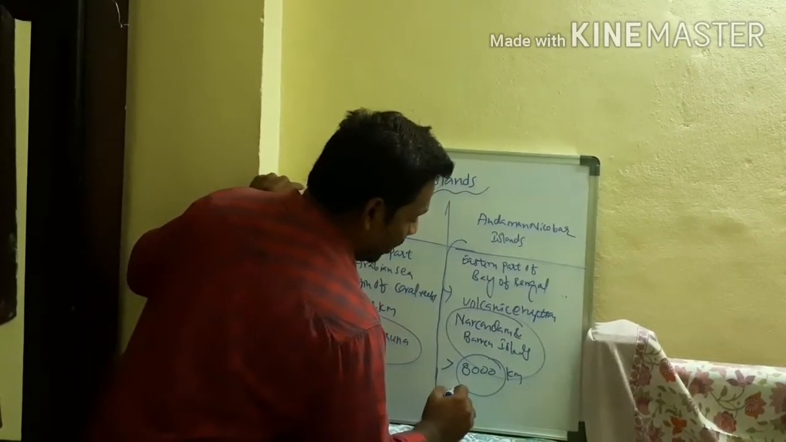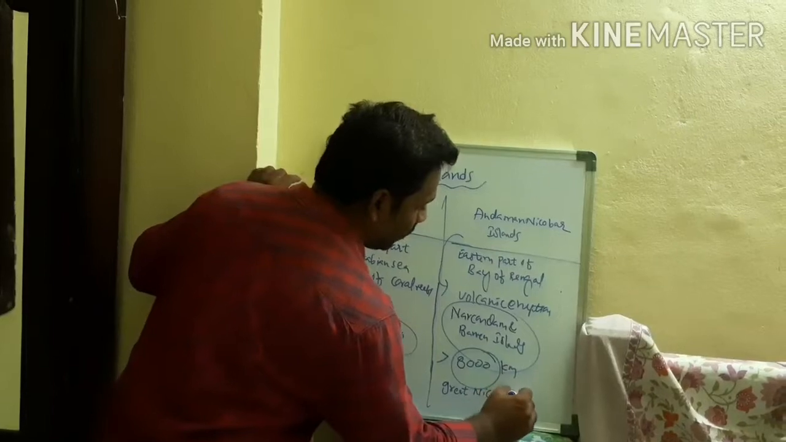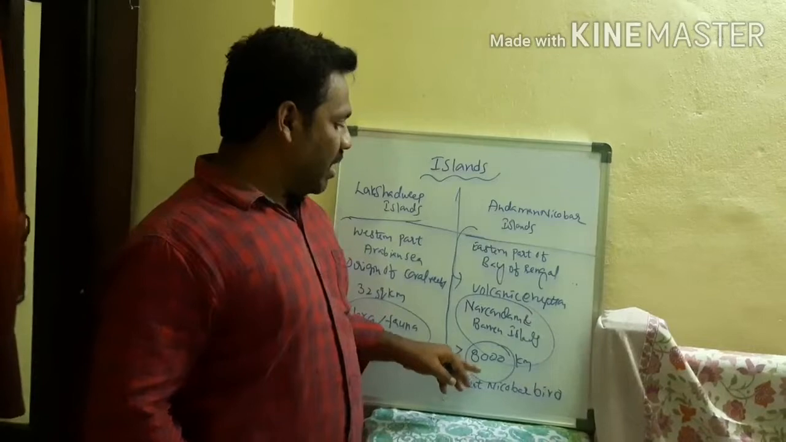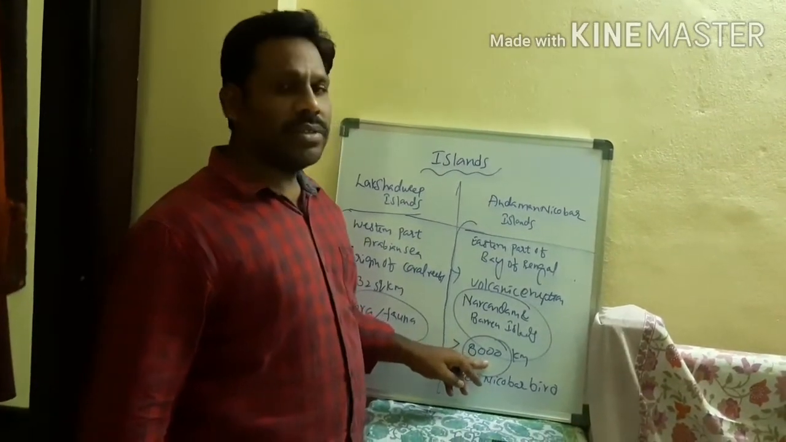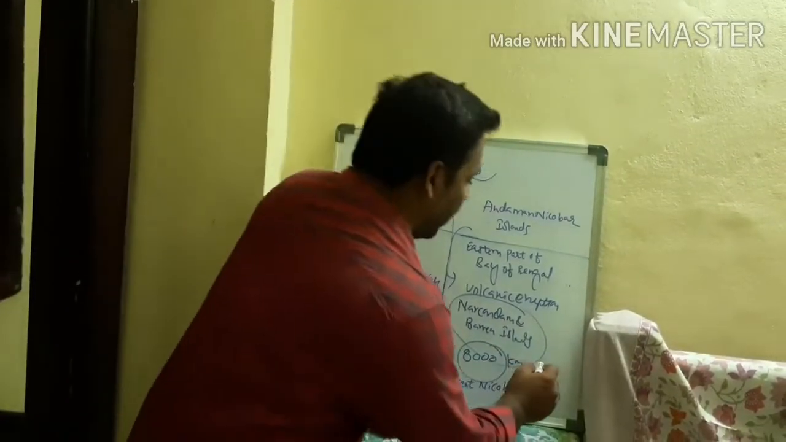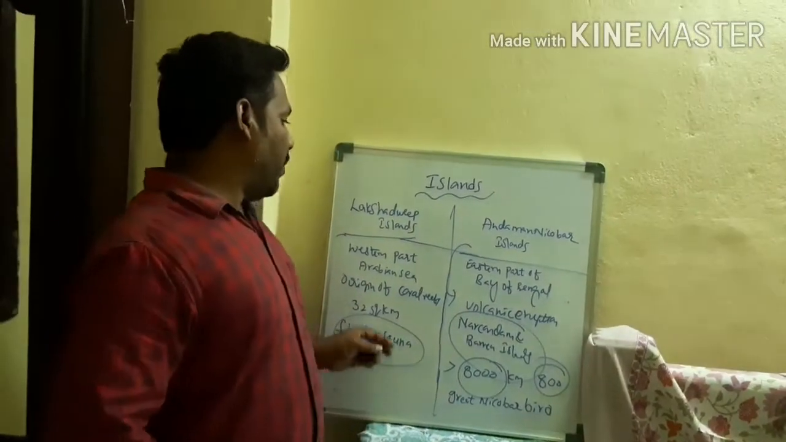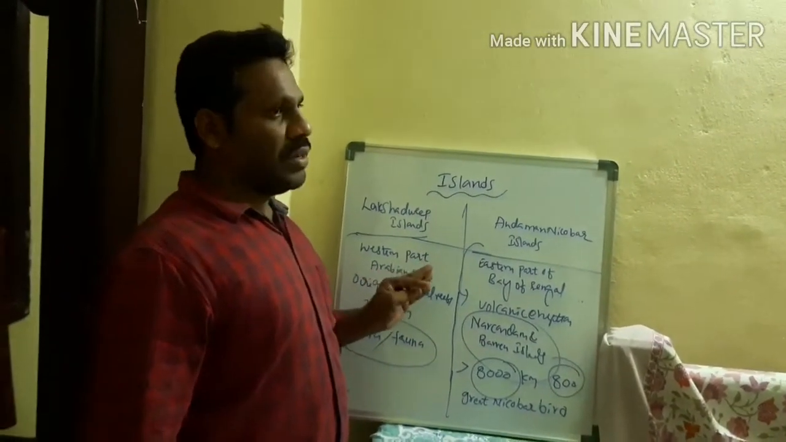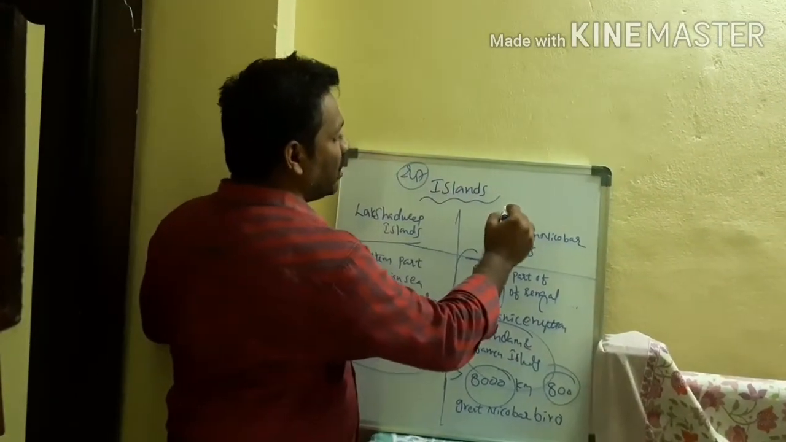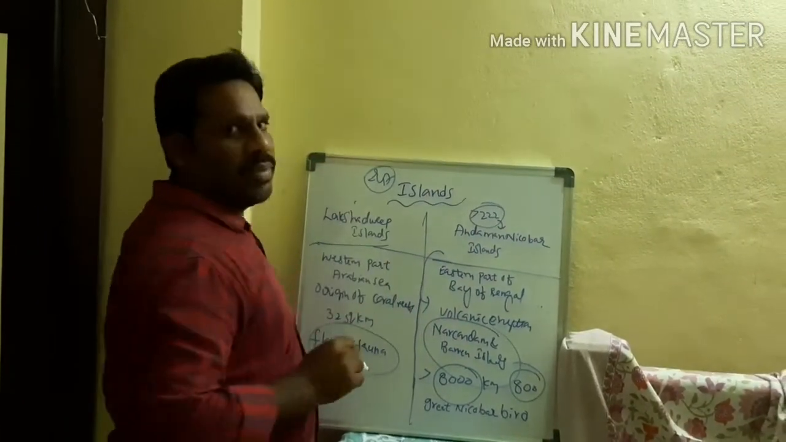Here is the Great Nicobar bird. The Andaman Nicobar Islands spread over more than 8,000 square kilometers. The Great Nicobar has 800 and more kilometers, which is near the equator. Out of 247 islands in our country, more than 220 are located in the Bay of Bengal. The remaining are in the Lakshadweep Islands.